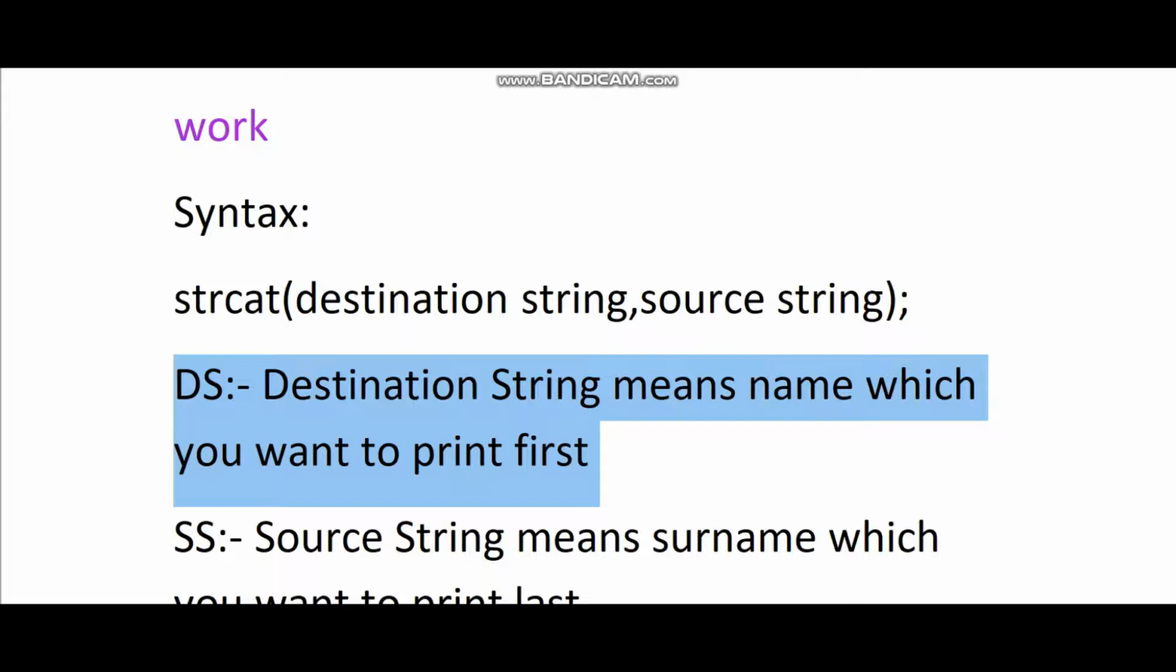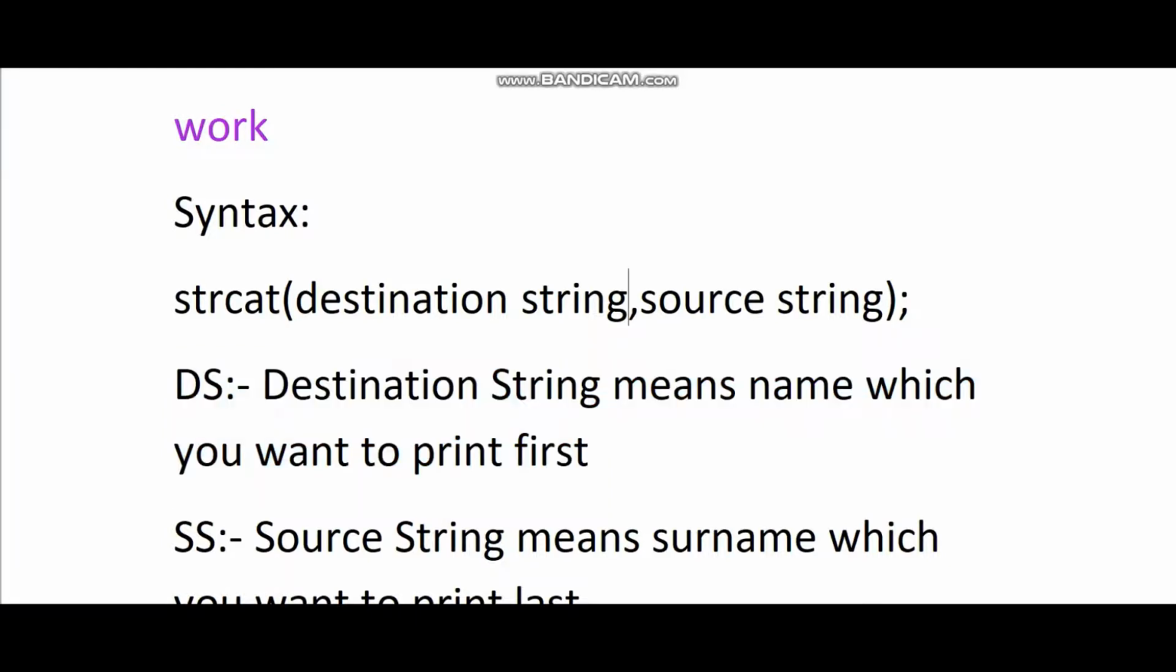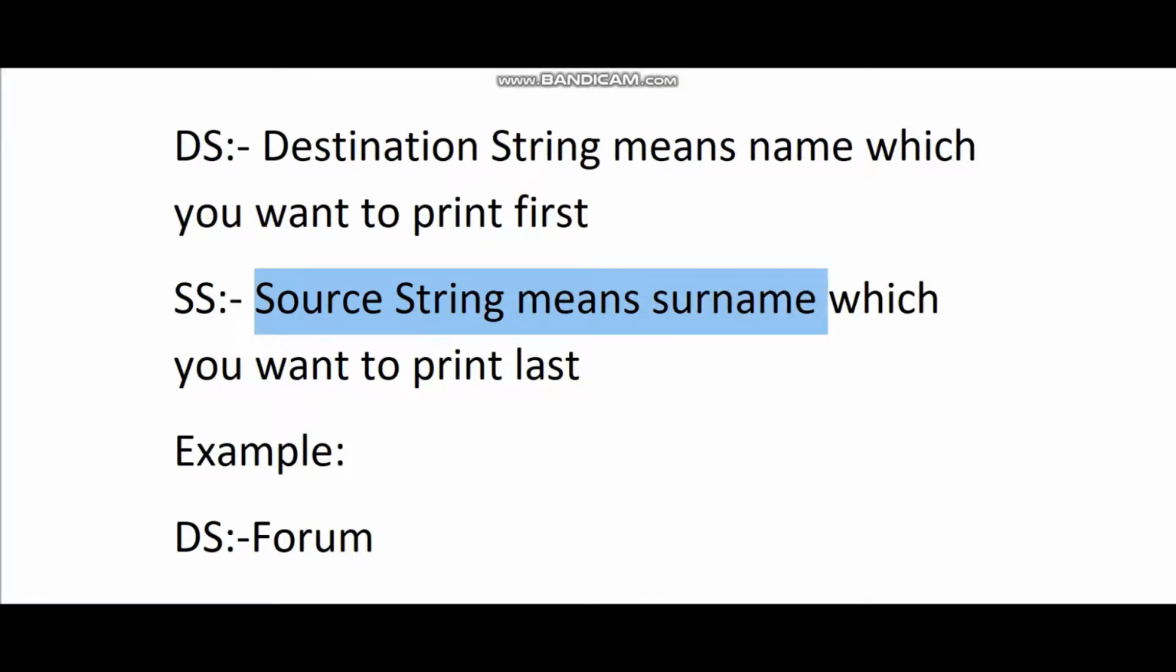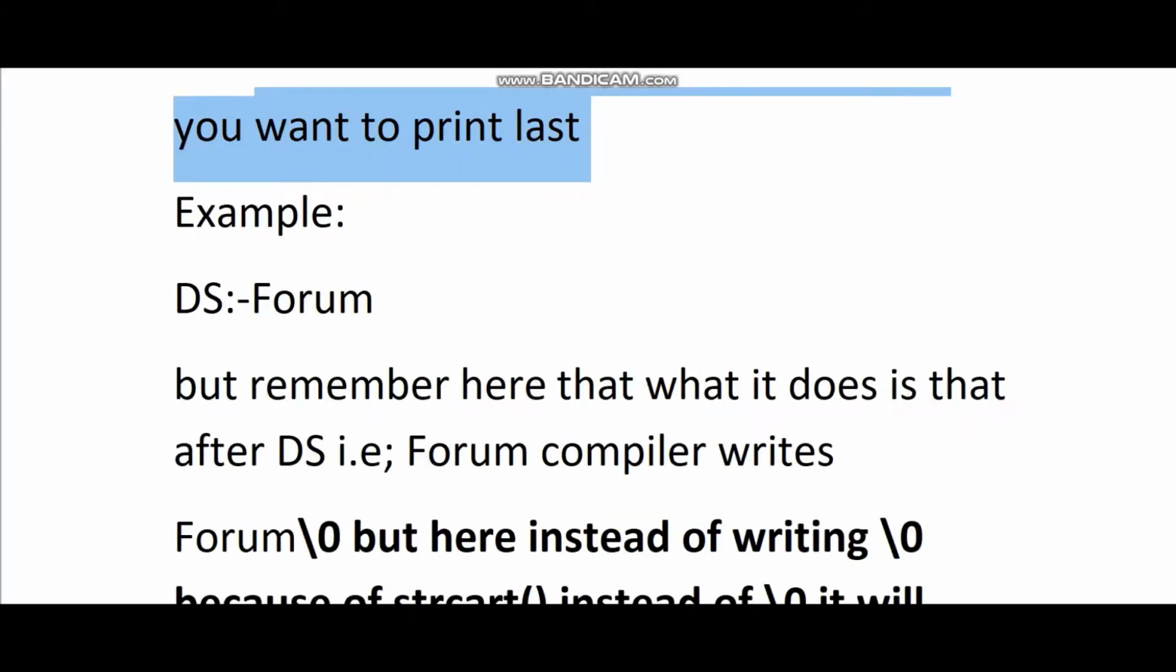So if I want Bhavya to come first, then I would write it over here on the first, means left side, and I want Patel to be written after that, then I would write that part in this source string. See, source string means like the surname, as I said, Patel, which you want to print last. After that comes an example.